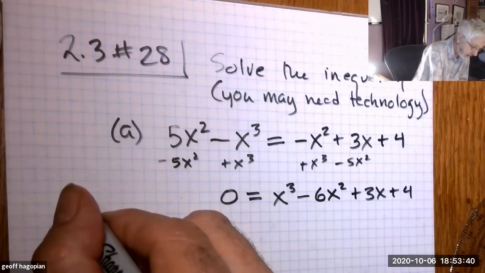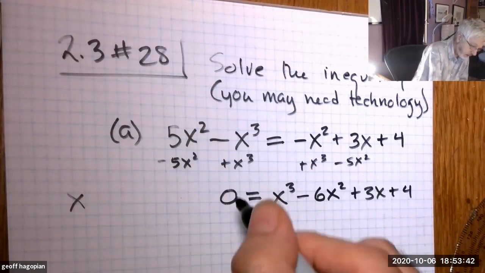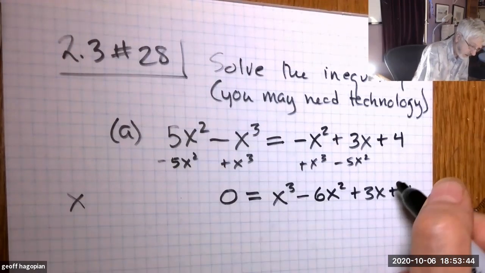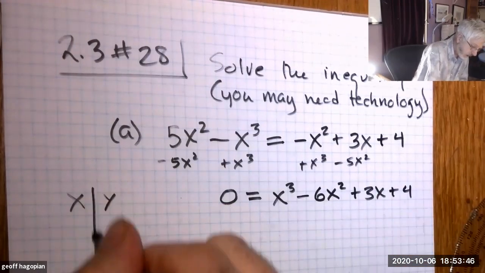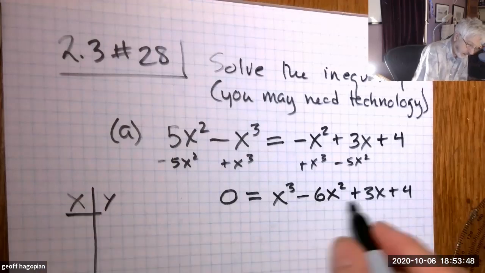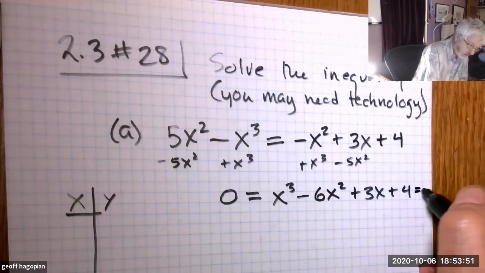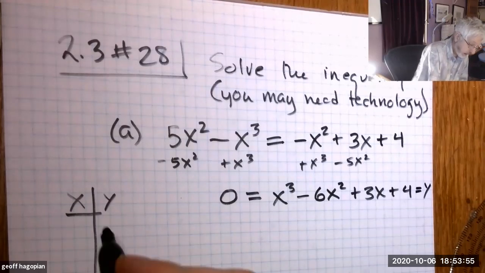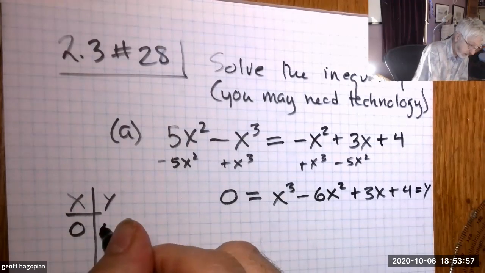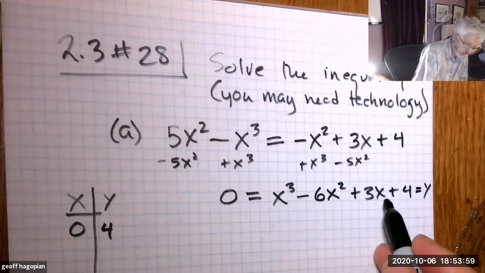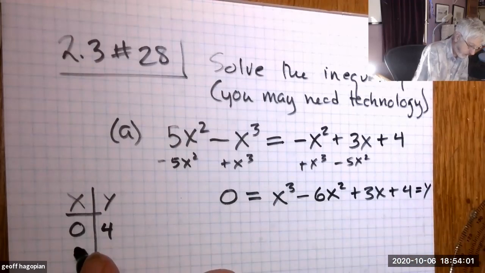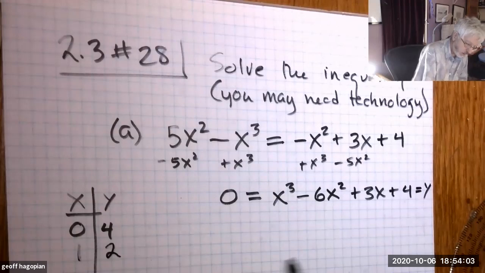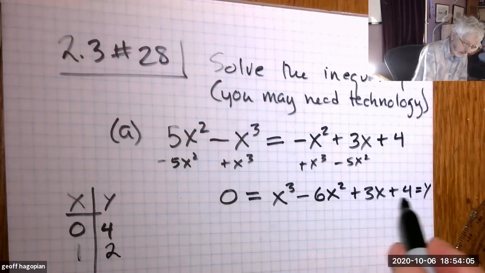So should we tabulate these? If we're thinking of this as f of x, or we can just call it y, so we're thinking of this as equal to y. Then if the input is 0, the output is 4. That's 0 plus 0 plus 0 plus 4, right? If the input is 1, we said it went down to 2. Is that correct? Yeah, negative 5 plus 7.